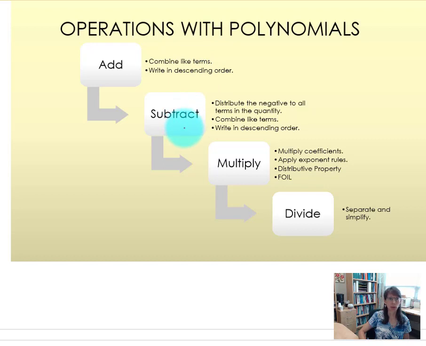When we subtract polynomials, we need to be sure to distribute the negative to all terms in the quantity that we are subtracting. Then we combine like terms and again write in descending order.